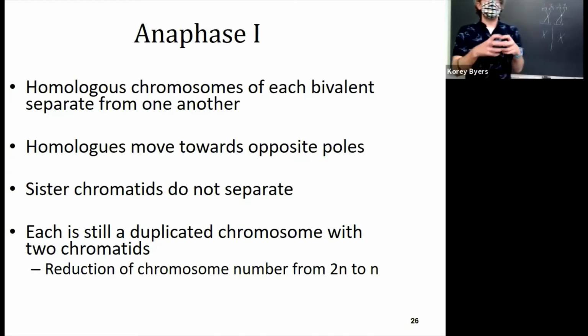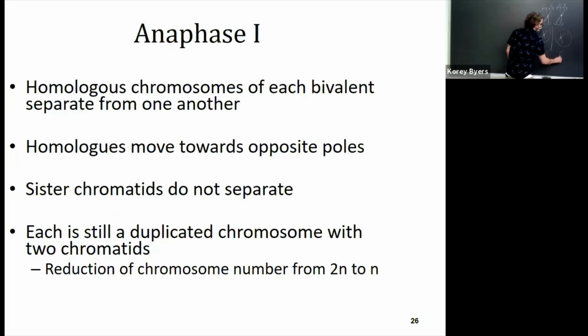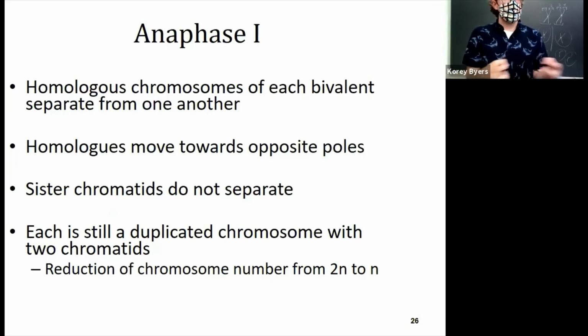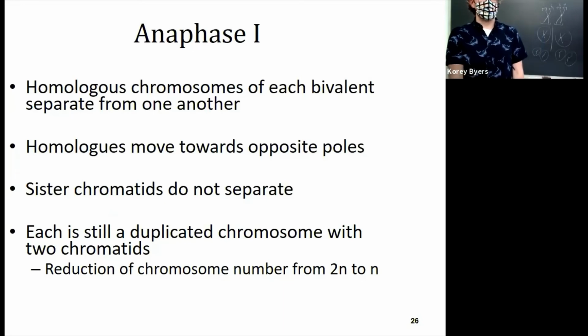Anaphase 1, they just move apart to opposite poles, but the big one here, the test question that's always asked, is those sisters are not separated. So they separate to the poles, they go to 2 opposite cells, but those sisters are still together. We don't separate the sisters until the end of meiosis II. In anaphase 1, the homologs separate, and so we are reducing our chromosome number, but we still have too many copies.